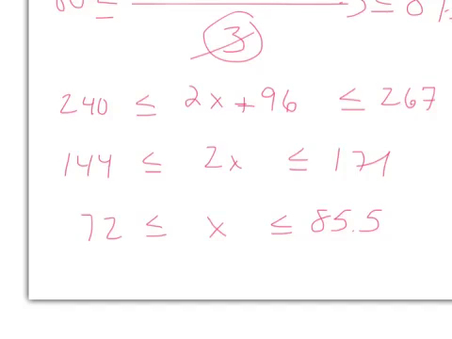And since it's rounding, usually around on tests, we could say that it's between 72 and 85. Okay, because we wouldn't really use 85.5 there. So it's somewhere between those 2 points. So it could be 72, 73, 74, all the way up to 85.